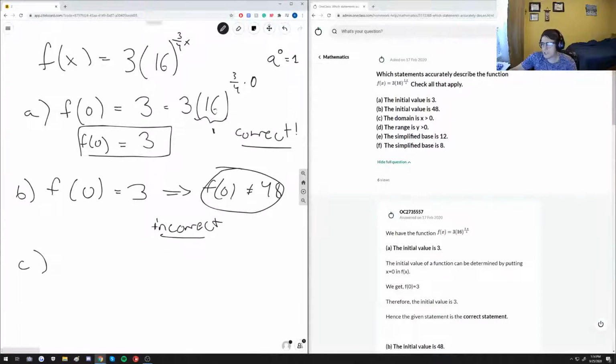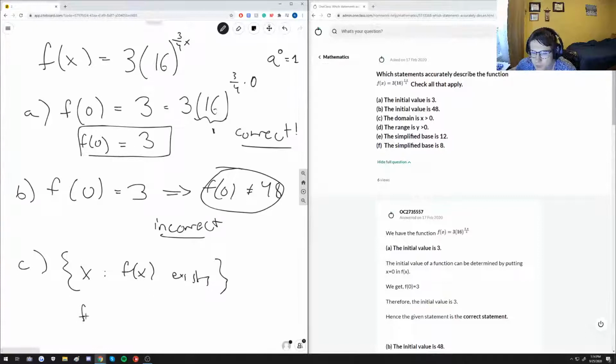Okay? And now we have the next statement. The domain is x greater than 0. So this statement is incorrect, and I'll explain why. So the domain is all x such that f of x exists, right? So all values of x where you get a defined value in the function. So to prove this case wrong, that the domain is greater than 0, let's plug in, for example, -1, right?